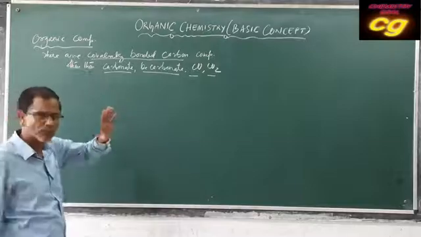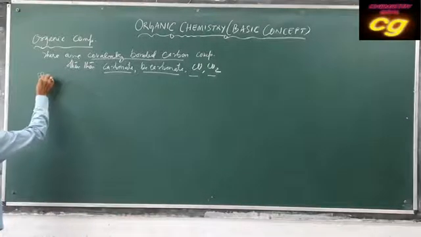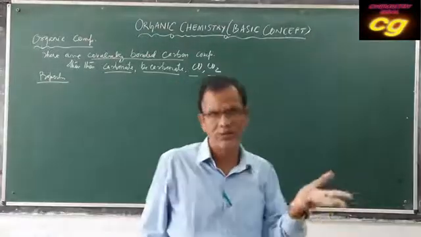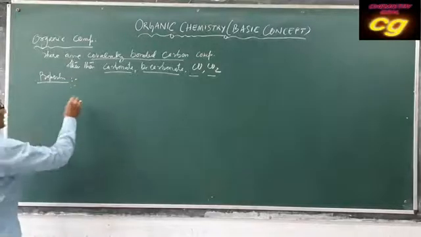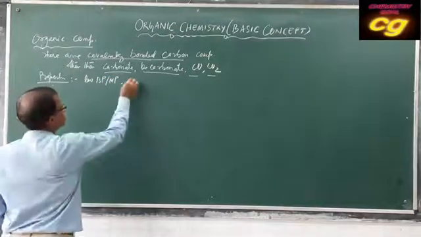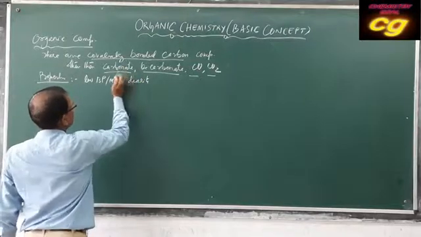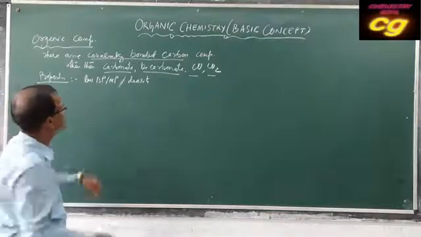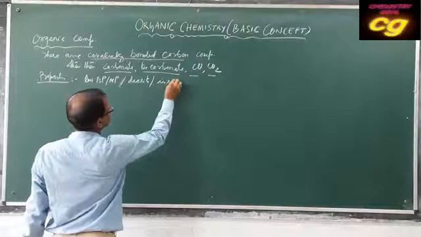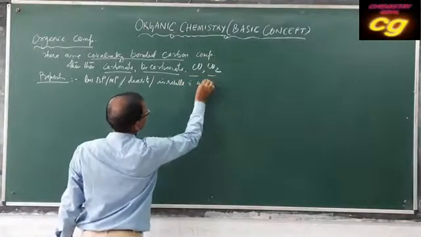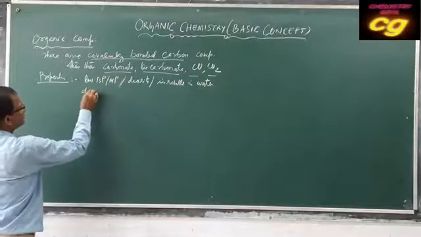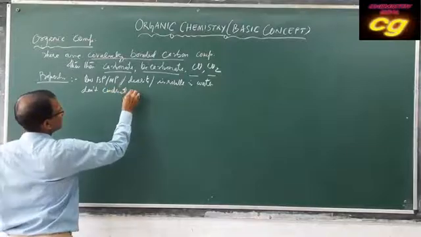So if you see the properties of organic compounds, we already discussed them for covalent compounds. The properties of organic compounds are the same as those of covalent compounds. You can write them shortly: low boiling point, low melting point, low density. Normally insoluble in water, but some exceptions are there, we will read later. Normally insoluble in water, and they do not conduct electricity.